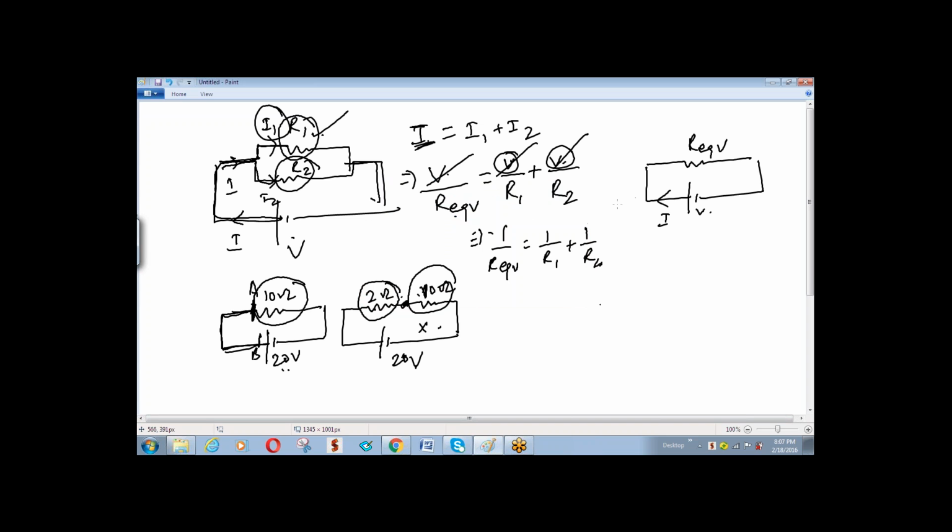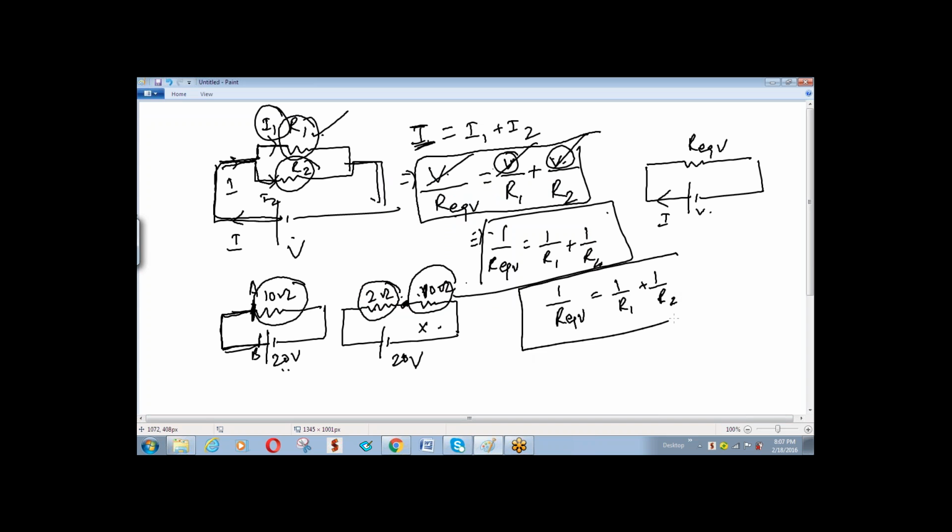Right. So after this equation, I cancel out the V because V was common in all the three terms, and finally I got this formula: 1 by R equivalent is equal to 1 by R1.